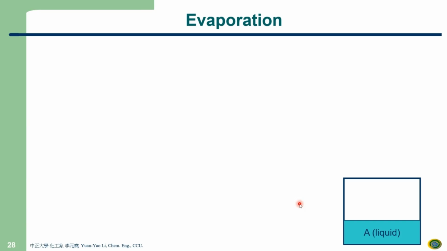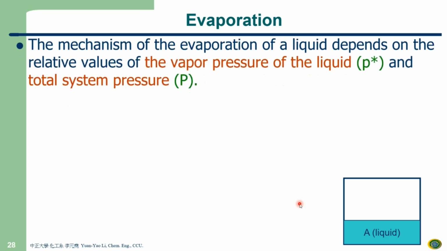How can we define evaporation better, using another scientific way to describe it? The mechanism of the evaporation of a liquid depends on the relative value of the vapor pressure of the liquid and the total pressure. What does that mean?